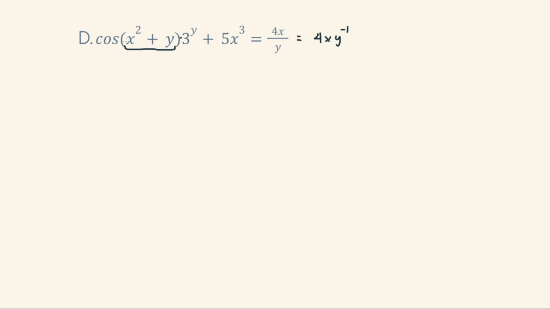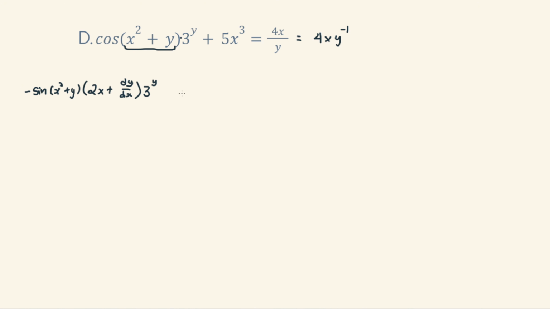So the derivative of cos of x squared plus y, that's going to be minus sine of x squared plus y. And then chain rule tells me I have to take the derivative of this inside. So it's going to be 2x plus dy over dx. And then we multiply it by that second function here, this 3 to the y.